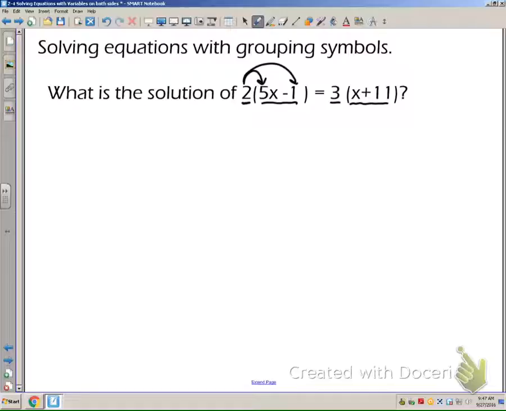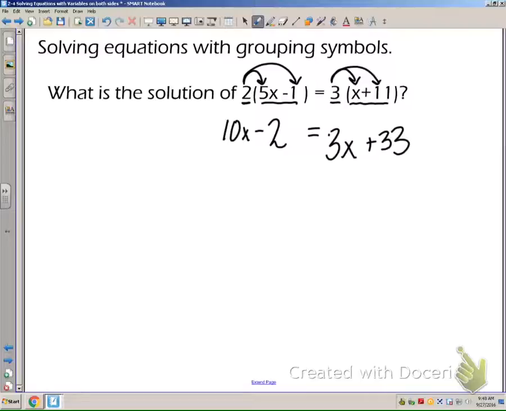I want to multiply both things in the parentheses by the 2. So 2 times 5x is 10x. 2 times a negative 1 is negative 2. Bring down my equal sign. Now I want to distribute on this side. 3 times x is 3x. 3 times the positive 11 is a positive 33.